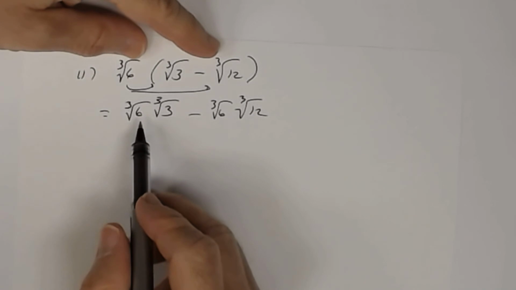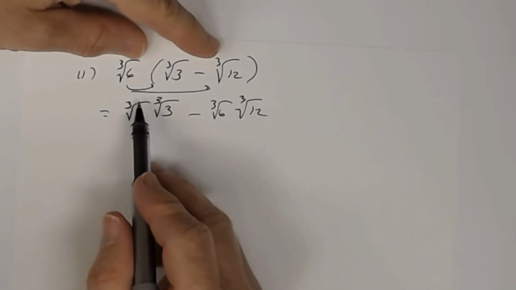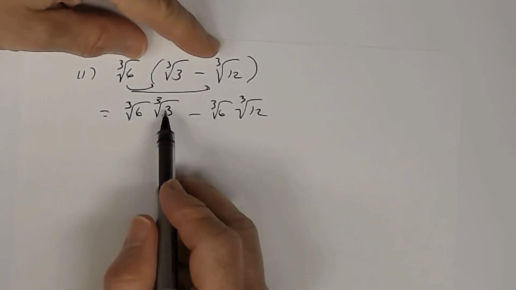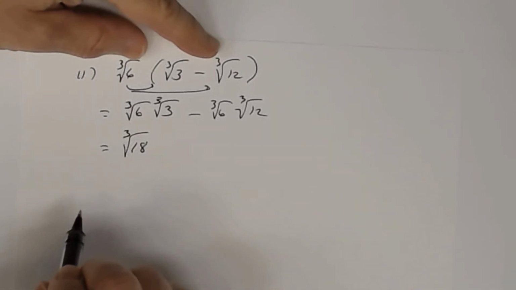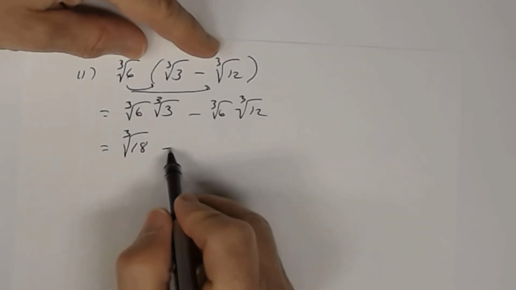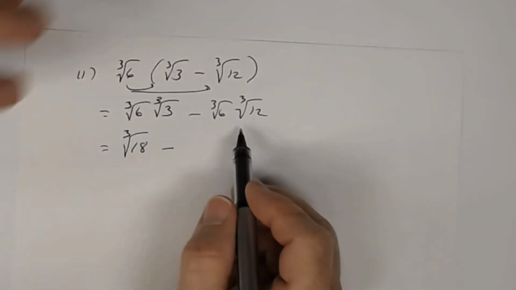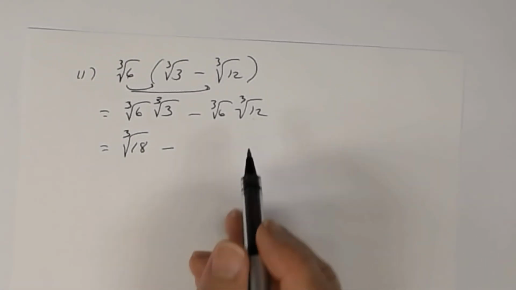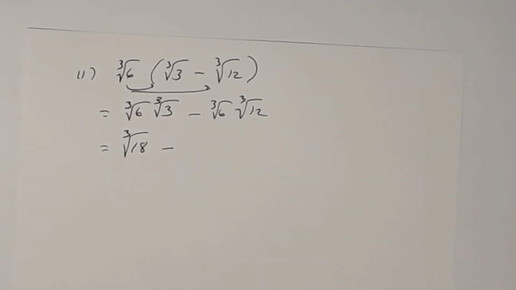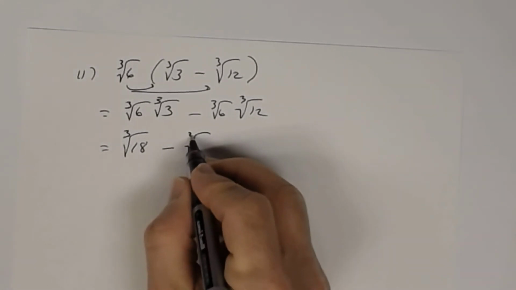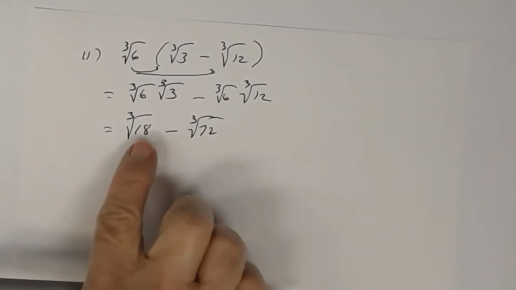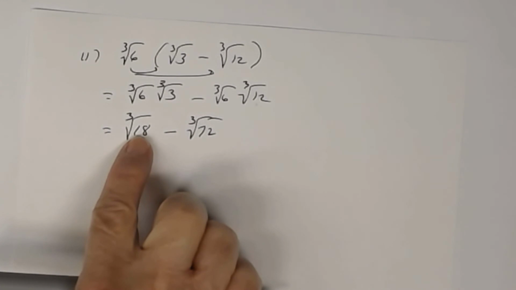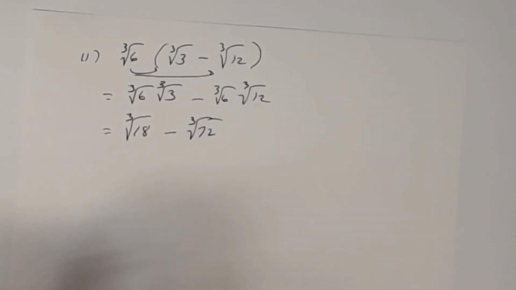Now remember, when you're multiplying radicals and the indices are the same, and they are, you can multiply the radicands together. So this becomes the cube root of 18. 6 times 3 is 18. Minus, and 6 times 12, and so when you multiply 6 and 12, because the indices are the same, you're going to get this cube root of 72. All right, now don't stop there, because you got to ask yourself, can I simplify the cube root of 18 and can I simplify the cube root of 72?